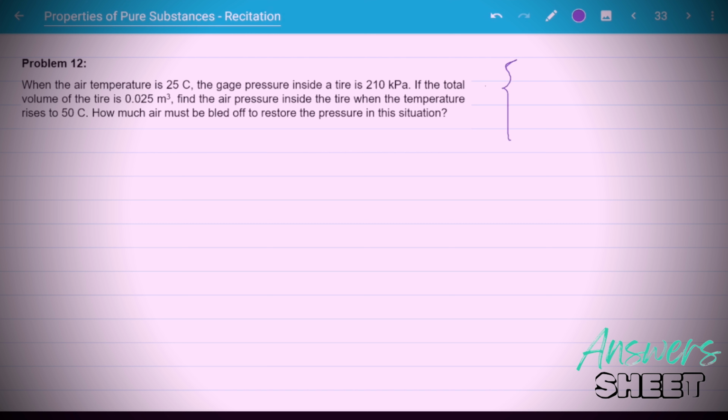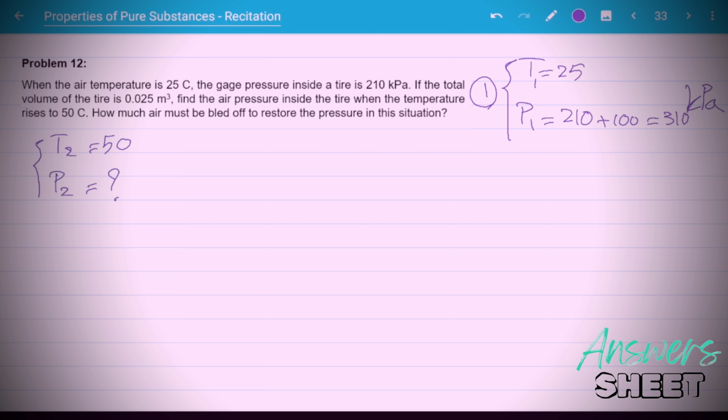So what do we know from the initial state? We know at the initial state, when the temperature is 25 degrees Celsius, the gauge pressure is 210. Now remember that in thermodynamics, we work with absolute pressures, not gauge pressures. So the initial pressure is 210 plus another 100, in order to convert it back to absolute pressure, is 310 kilopascals. Now at final state, the temperature is 50 degrees Celsius, and we are asked to find the final pressure.